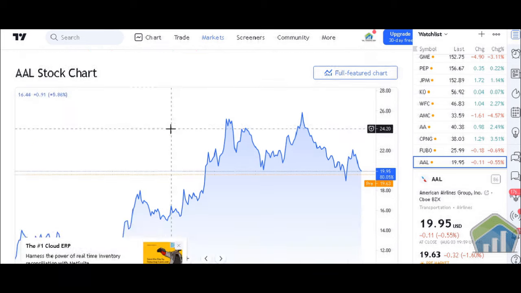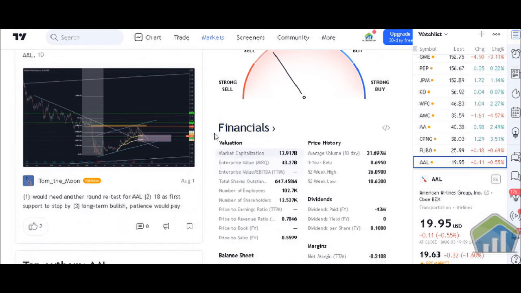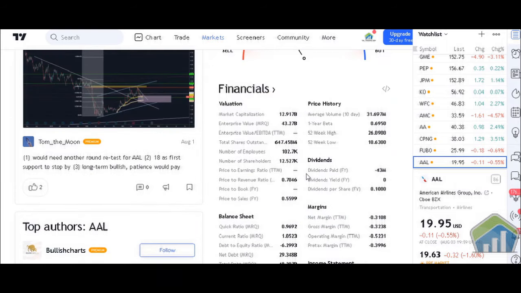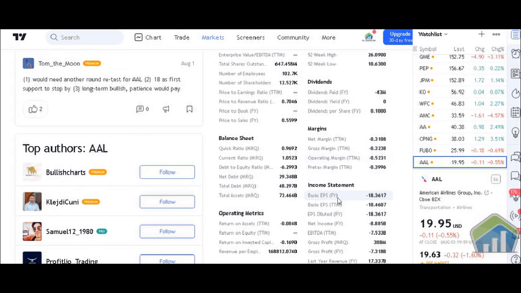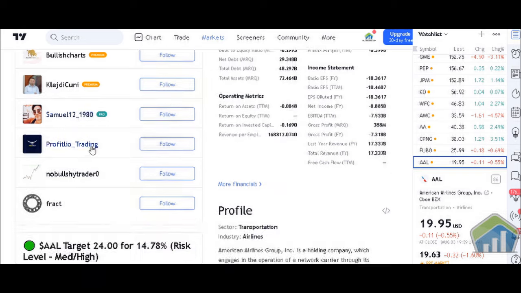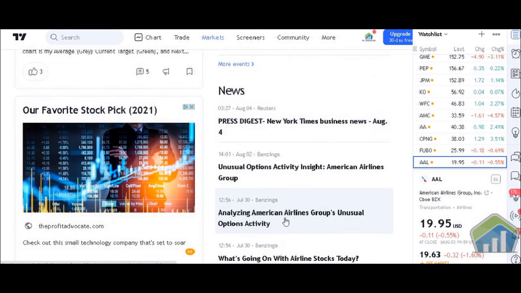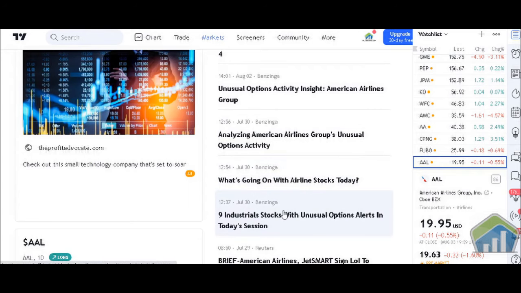So as we scroll down on the overview, you get a clear picture of what's actually going on. We have ideas, so people that are putting up what they think would happen in the stock market. We have technicals, where you can find out all the information, and financials, and even in financials, you have price history, dividends, balance sheet, margins, income statements, and operating metrics. We have top authors right here, so you can click on any one of these guys and follow them to find out what they're putting out in reference to American Airlines. We have the profile right here. We have the timeline. We have different news outlets that are putting out information about American Airlines.